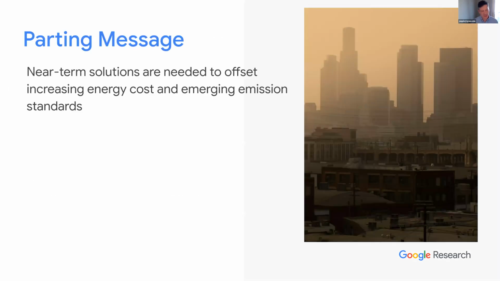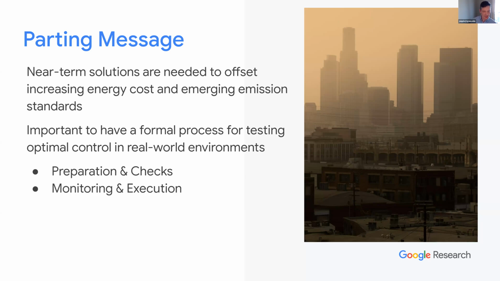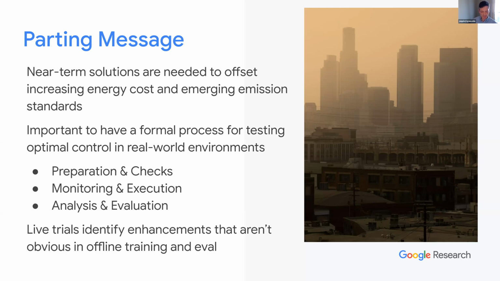And then just to summarize here, we need to have some near-term solutions. We need to be able to work with the existing building infrastructure we have. And we need to have a formal process for testing. And we believe that it makes sense to use the existing building under the existing conditions and then apply the agent against the rules-based control. And it needs to be done with preparations of checks, monitoring and execution, analysis and evaluation.